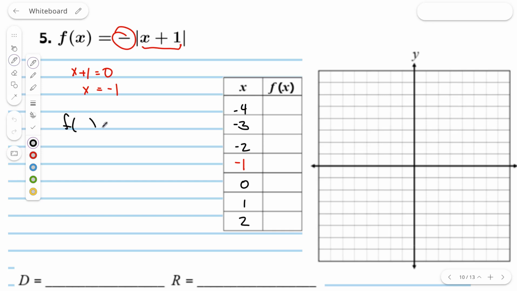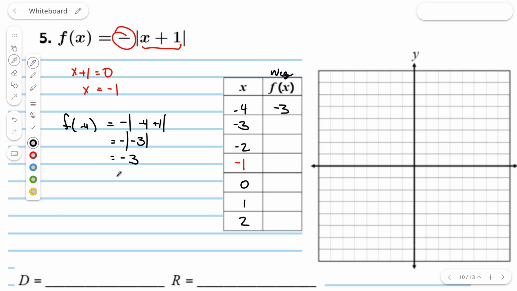We have f of whatever I'm plugging in is equal to the negative of the absolute value of what I'm plugging in plus 1. And so if I plug in a negative 4, I have the negative absolute value of negative 3. And so that's a negative of 3. So negative 3. So that means everything over here is going to end up being negative because there's nothing added or subtracted at the end.